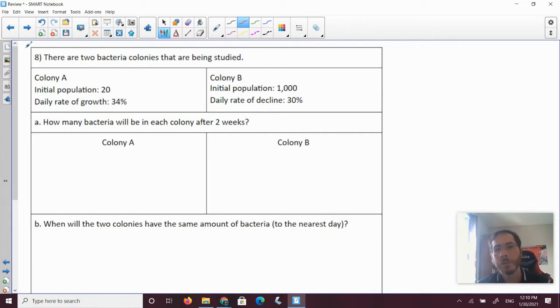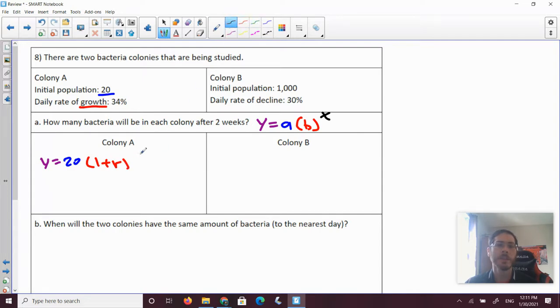Part A says how many bacteria will be in each colony after 2 weeks. So it looks like we're setting up a growth and decay equation for each of these. So we'll start with colony A. The nice thing is for both of these, we're just going to use the same formula: y equals a times b to the x. So that's going to be the equation that we're going to use. And we know we want that because we have a percentage growth and decline. So we know we need the exponential function. So we get y equals, a is always the initial population, so 20. B, since we're doing growth, we have to turn growth into 1 plus r.